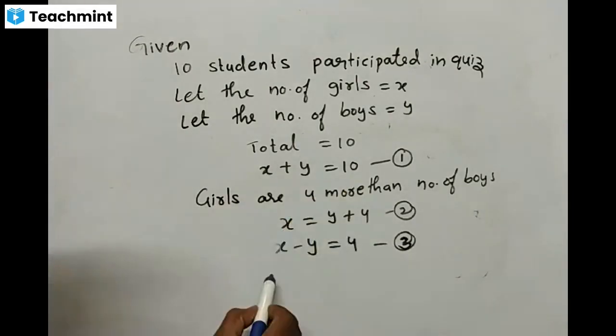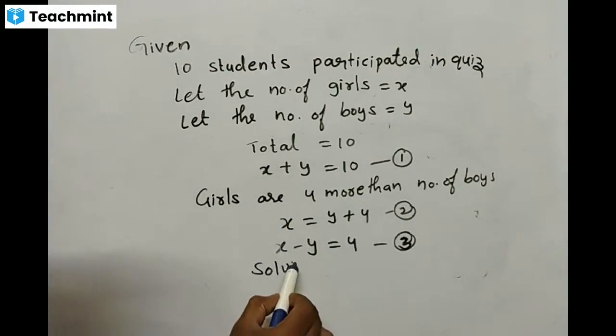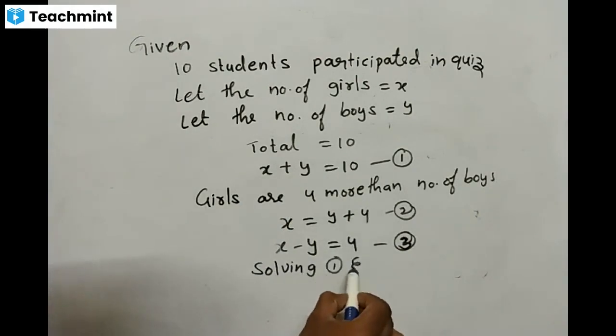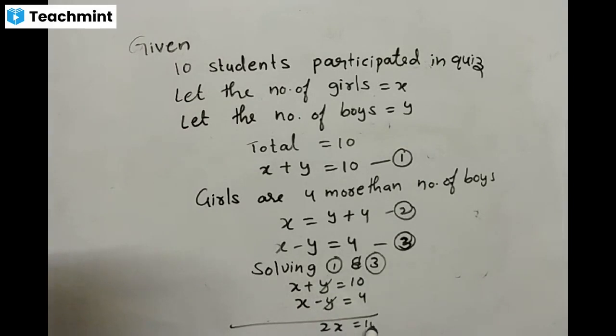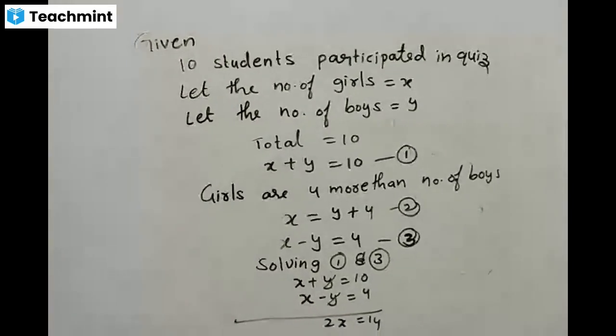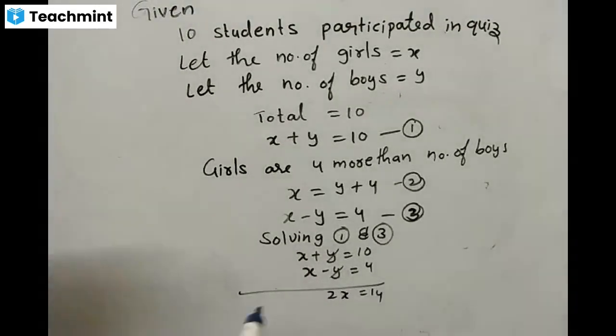Now solving 1 and 3. What you will get? X plus y is equal to 10. X minus y is equal to 4. So plus y minus y cancel. 2x is equal to 14, right? Yes, sir. Then x value is 14 by 2, 7. We are getting x value 7. So the number of girls are 7.